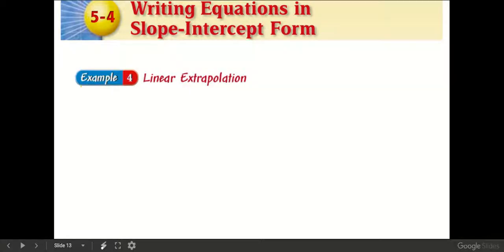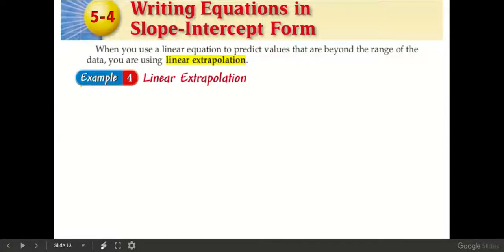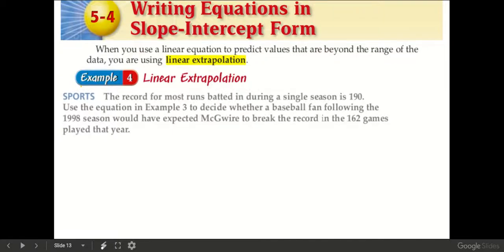So here's this thing about linear extrapolation. When you use linear extrapolation, it helps you to predict values that are beyond the range of the data you are using. The record for most runs in a single season is 190. Using the equation from the previous example, example 3, decide whether a baseball fan following the 1998 season would have expected McGwire to break the record in the 162 games played that year.